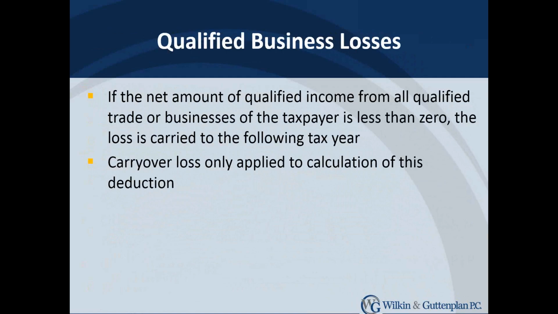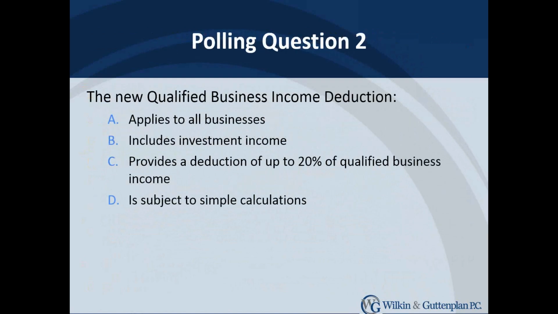So with that, I'm going to turn it back over to Seffi after we get through a polling question. The new qualified business income deduction: A, applies to all businesses. B, includes investment income. C, provides a deduction of up to 20% of qualified business income. D, is subject to simple calculations.